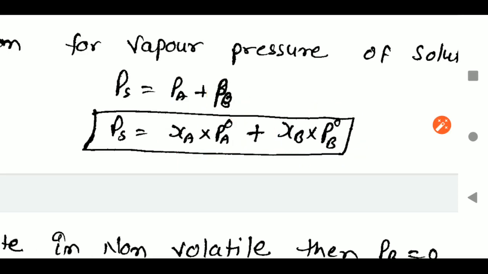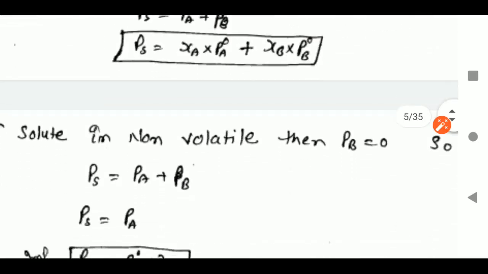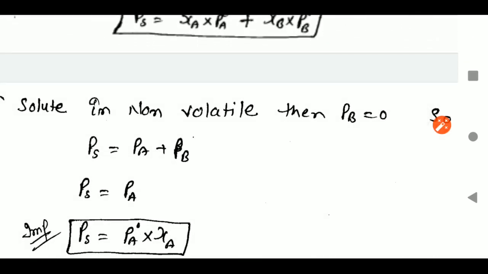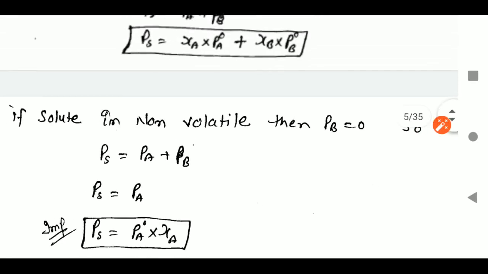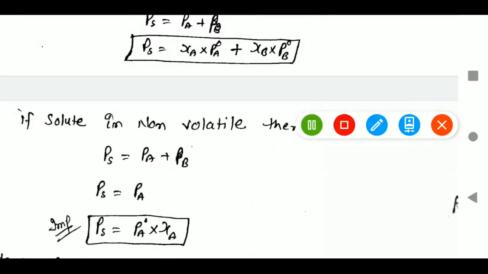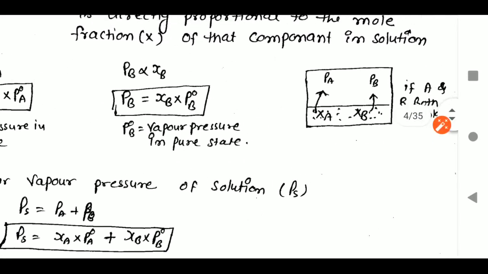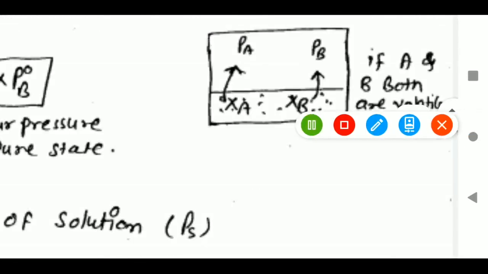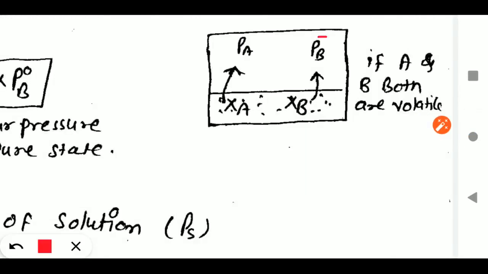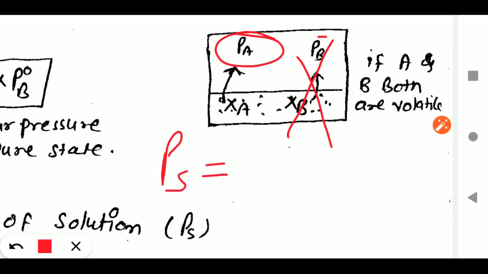State Raoult's law. Now, another situation is that I am considering the solute to be non-volatile. Solute is non-volatile means, as you are looking here, both components A and B are volatile. If I say B is non-volatile, what will happen? Only A will go in the vapor phase. So you said vapor pressure of solution will be equal to PA plus PB.